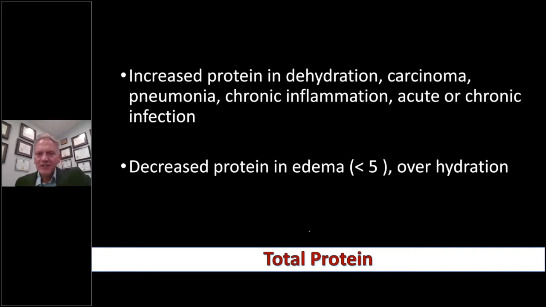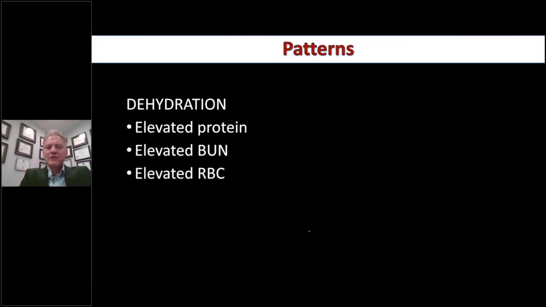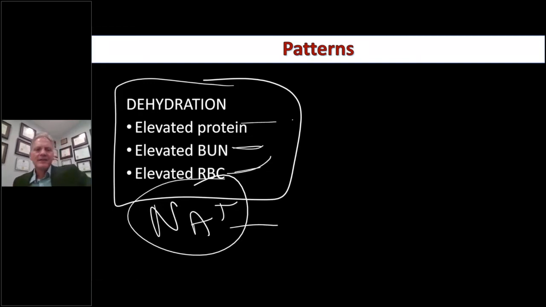If dehydration is the issue, look at the BUN, look at the red blood cells. Also, I don't have it here, but look at the sodium as well, because these will have a tendency to elevate if you have dehydration. Even albumin will elevate. It is a protein, but it'll elevate if you're dealing with dehydration. So you want to keep that in mind.